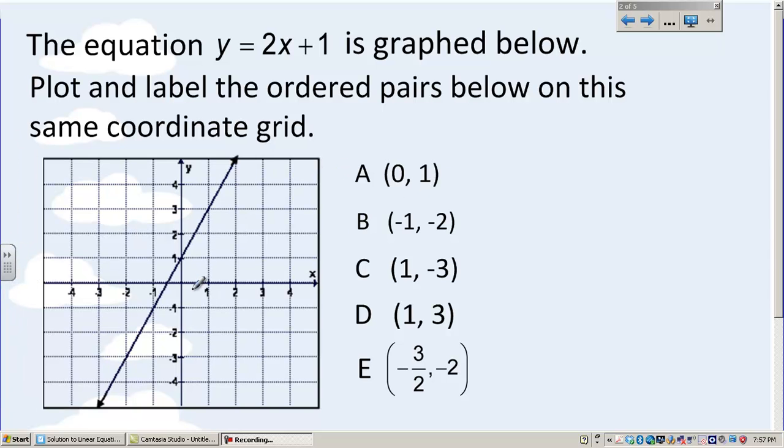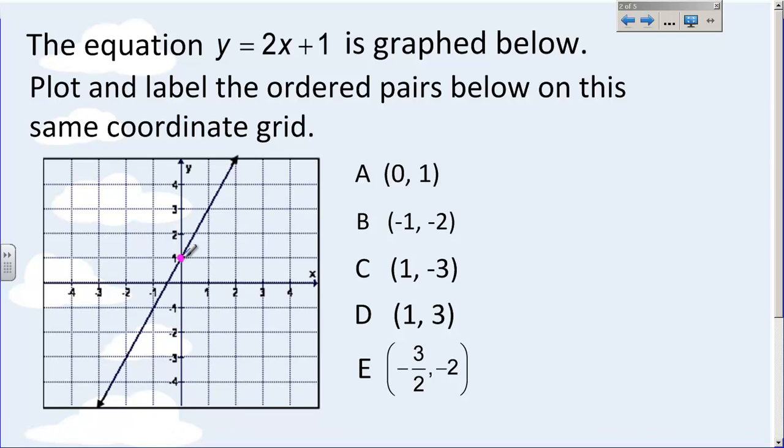The first one is (0, 1), which is right here. So there's point A. And then (-1, -2), right here. And then (1, -3). And then (1, 3). And then (-3/2, which is 1.5, -2), which is right here. And there's point E. Okay, so I've plotted them on the coordinate grid.